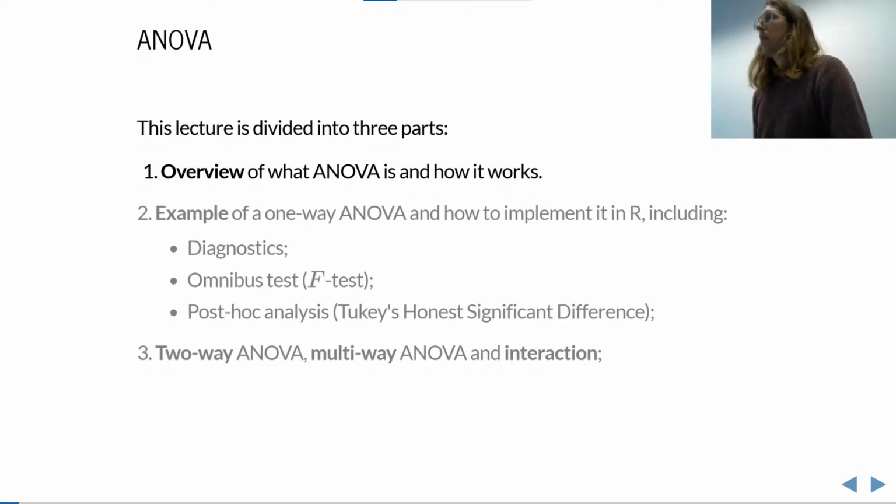Okay, so this lecture will be divided into 3 parts. First, I will give you a small overview of what ANOVA actually is and how it works. There was no question? No. Okay, great. Then I will run through an example. We also have some R code, so I will show you that. And the third point is a two-way ANOVA, multi-way ANOVA, so different kinds of flavors, so to say, of ANOVA.